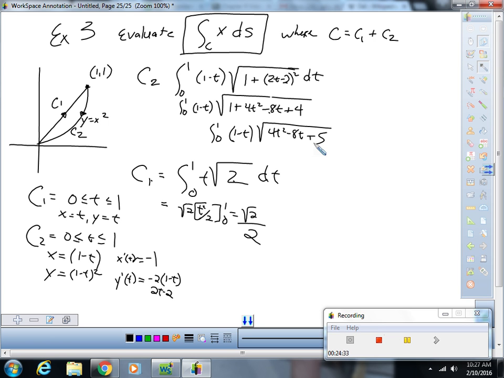And you get 5 radical 5 over 12 minus 1/12 from our calculator. We'll just write the answer as a decimal, okay? So the answer is this plus that, and you get about 1.56.